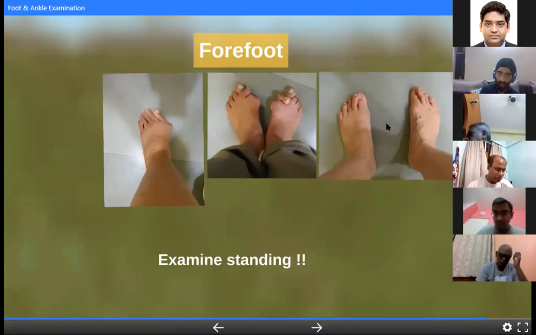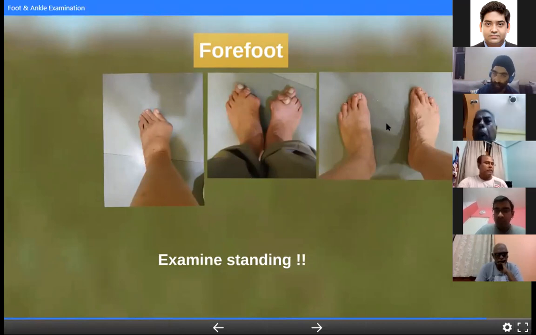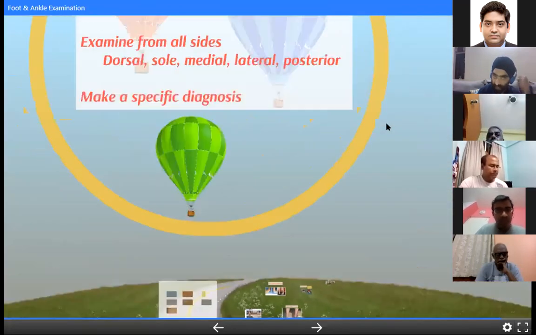Coming to the last slide, I think I've already taken too much time. So, forefoot: I'm not going to detail it here, but always examine standing. That's the main pearl I can tell you. There will be many forefoot deformities, whether they're correctable; we can discuss that further on. But the main thing is to examine the patient standing in these cases.